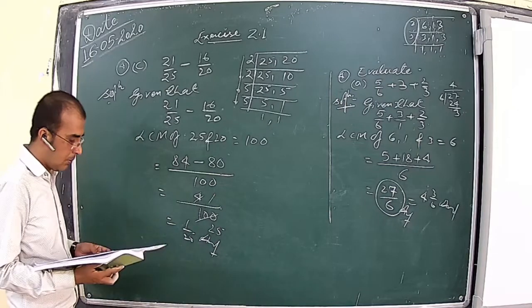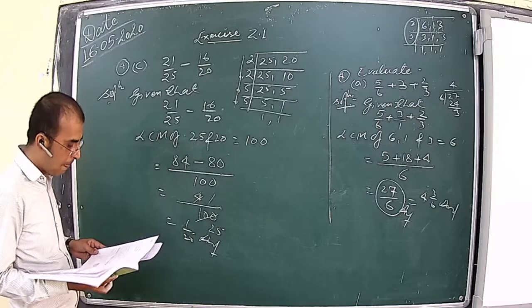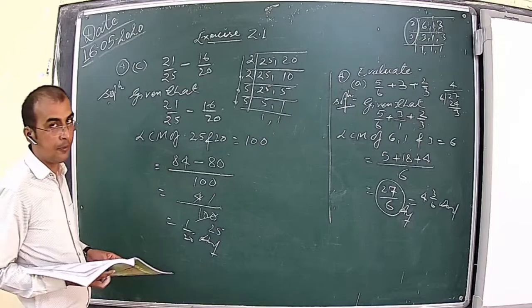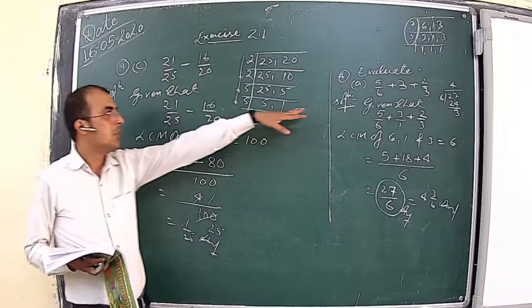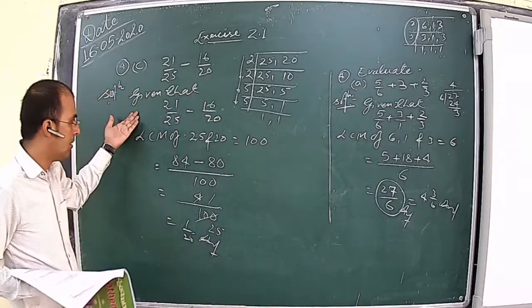Now similarly you can solve the other parts of question number 4. Now I am going to solve question number 5. Is it clear? So this is an addition and this is a subtraction. Is it clear?